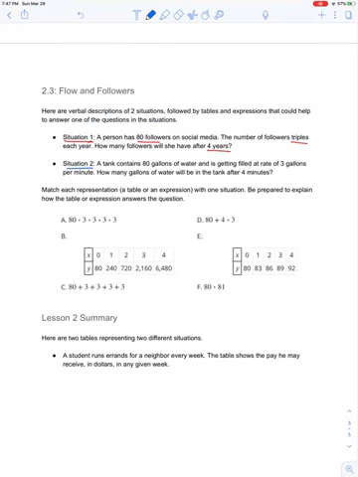Second situation, 2. A tank contains 80 gallons of water and is getting filled at a rate of 3 gallons per minute. How many gallons of water will be in the tank after 4 minutes? So what I want you to do is you have A, B, C, D, E, F as different representations. 3 of these will go with situation 1, 3 of these will go with situation 2, and see if you can figure out which is which. So pause the video again, look and see, and then play back the video and see if you're going on the correct route.